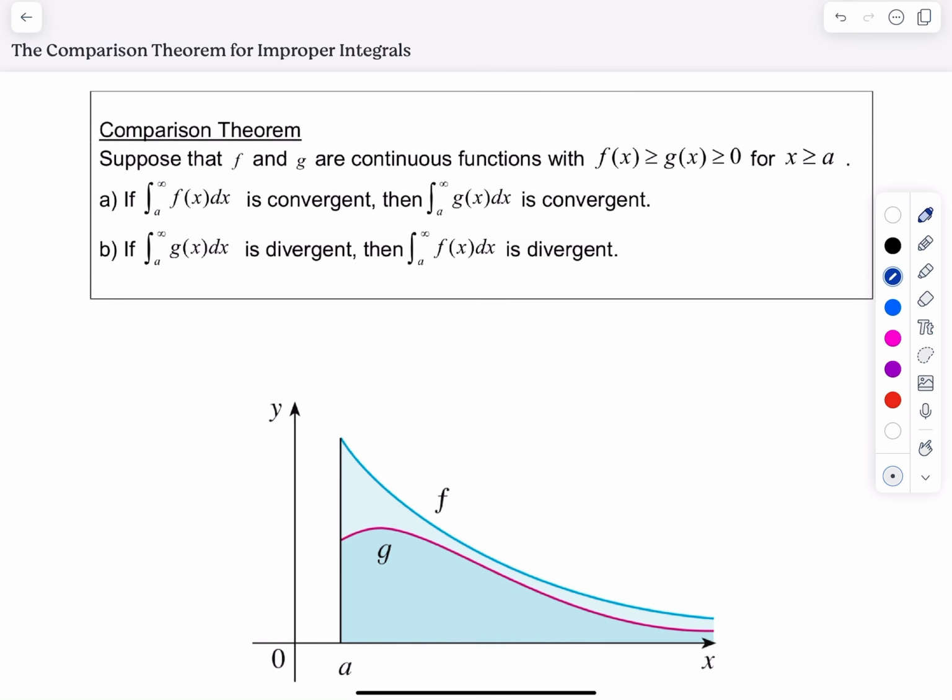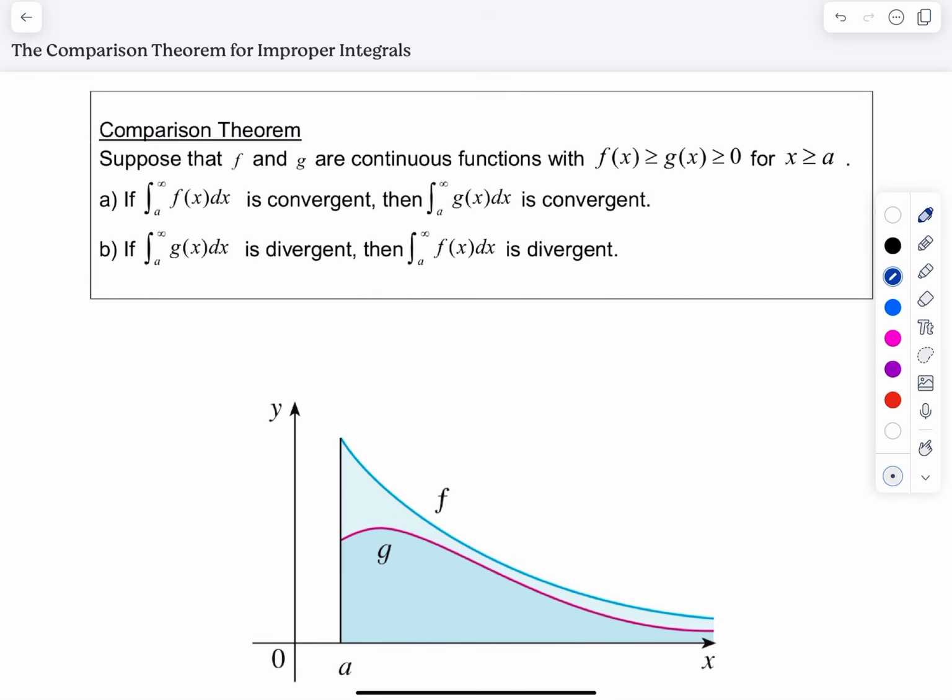Suppose that f and g are continuous functions with f of x greater than or equal to g of x greater than or equal to 0 for all x greater than or equal to a. Part A. If the integral from a to infinity of f of x dx is convergent, then the integral from a to infinity of g of x dx is also convergent. B. If the integral from a to infinity of g of x dx is divergent, then the integral from a to infinity of f of x dx is divergent also.